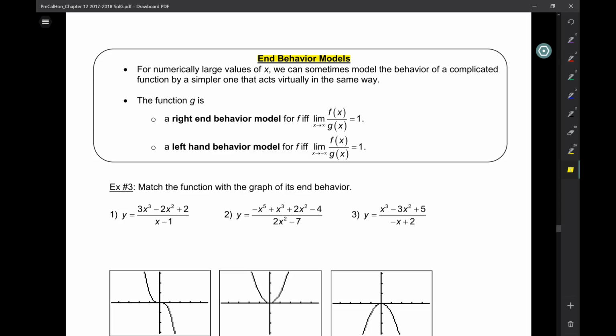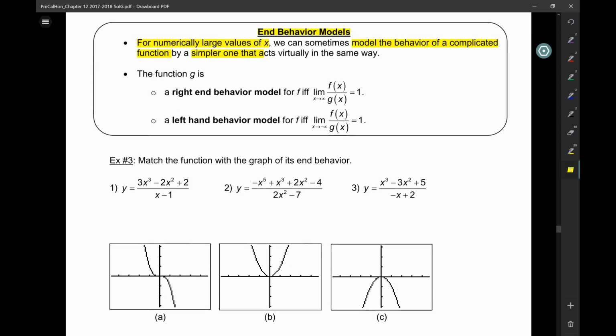So for numerically large values of x, we model the behavior of a complicated function by simpler ones that will act the same way, all right? So we say, for example, a right-end behavior model is the limit of the function as x approaches infinity. A left-hand behavior model is the limit of the function as x approaches -infinity.